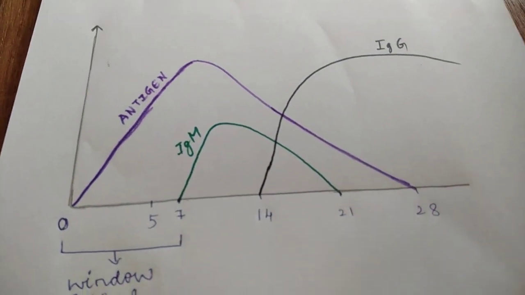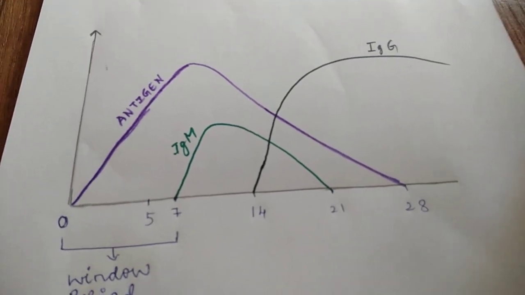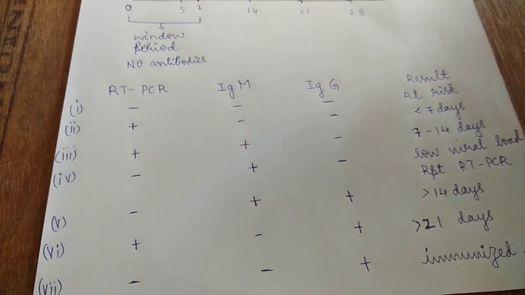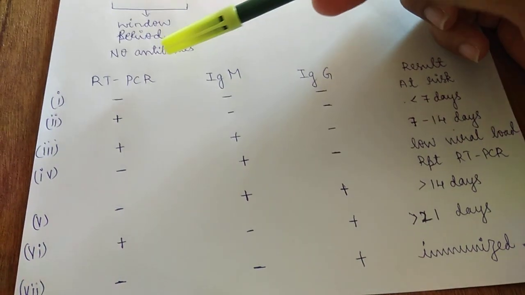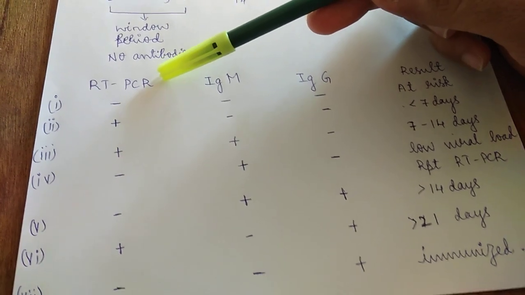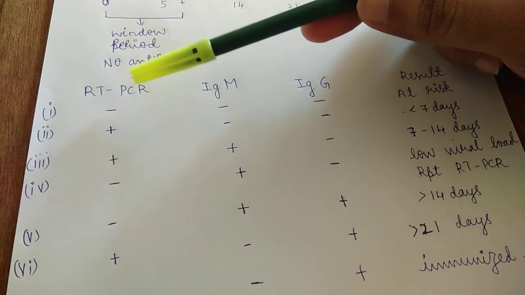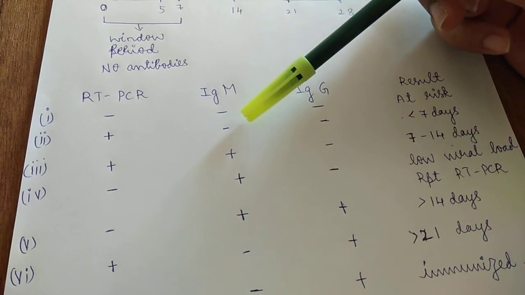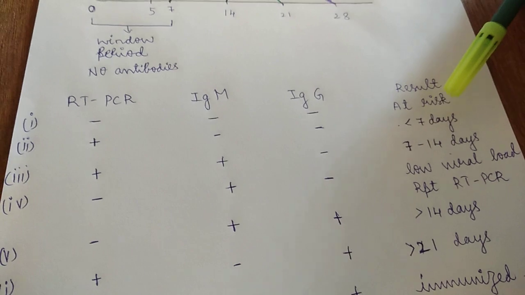So how can we use this data in the clinical scenario? I have summarized it in the following table. With these three permutation combinations, we will have a total of 7 scenarios. We have 3 tests: RT-PCR, IgM and IgG. These 3 are laboratory tests. In the first scenario, the RT-PCR is negative, IgM is negative and IgG is also negative. It means the person is at risk for COVID-19 infection.